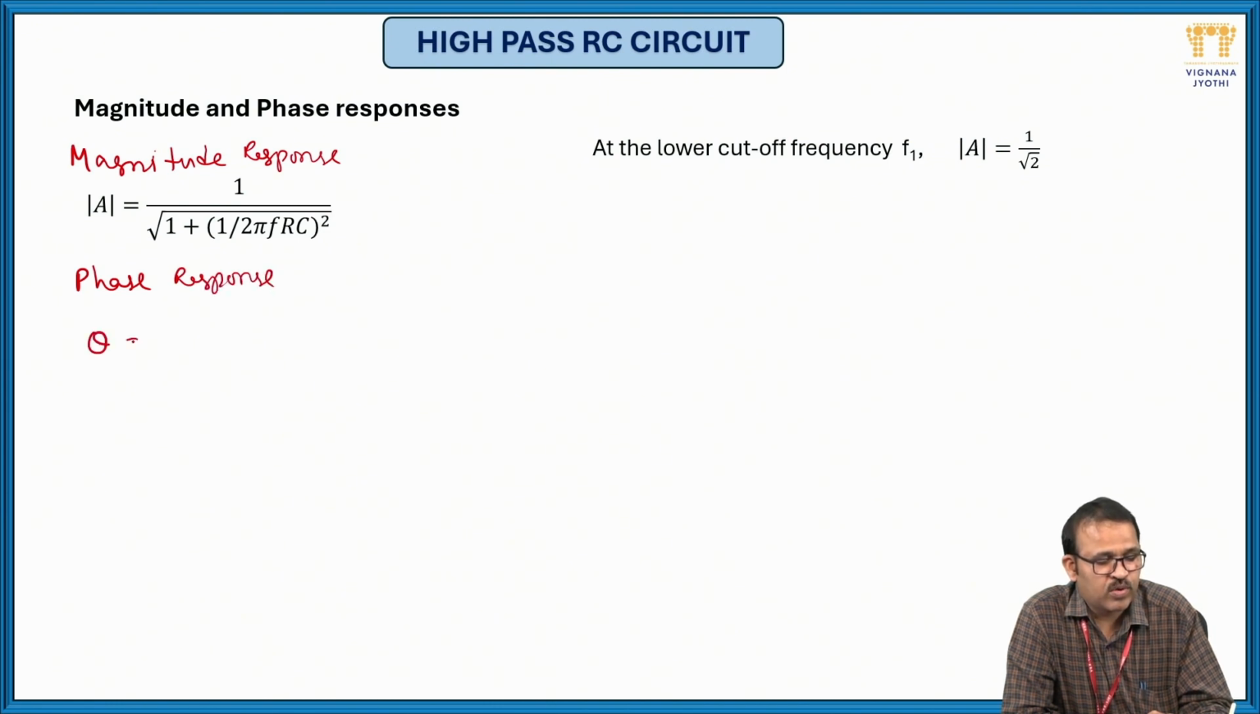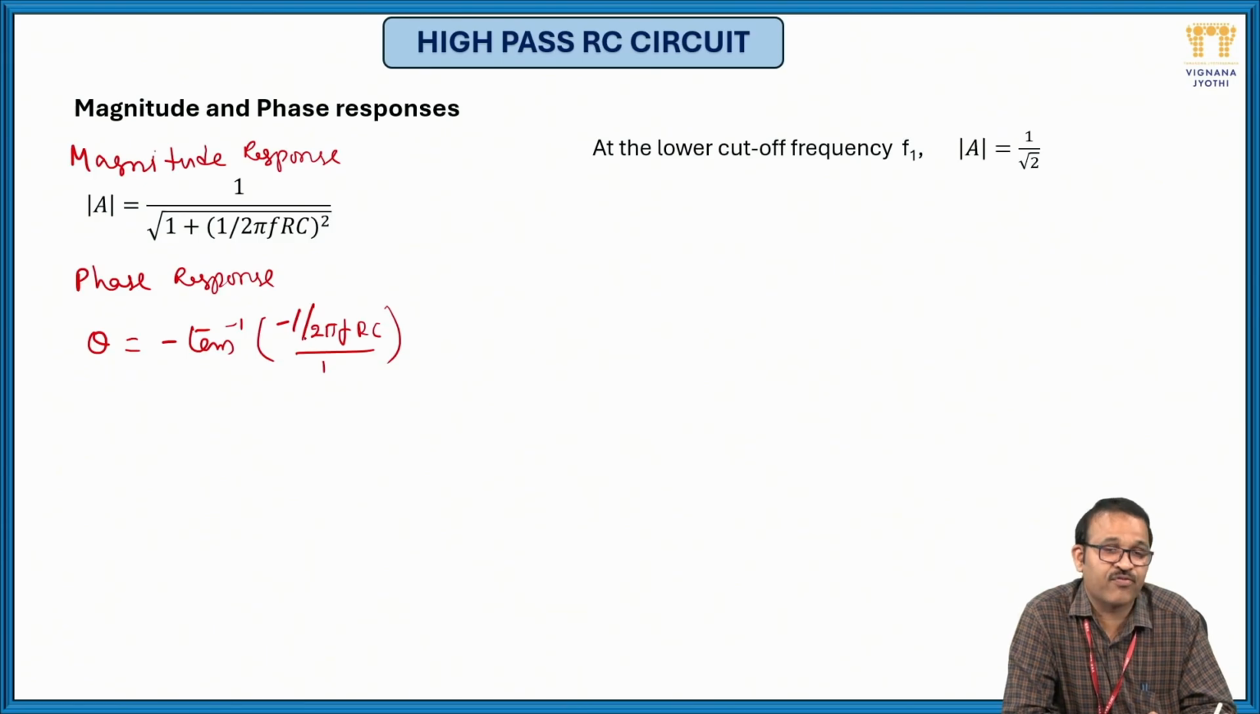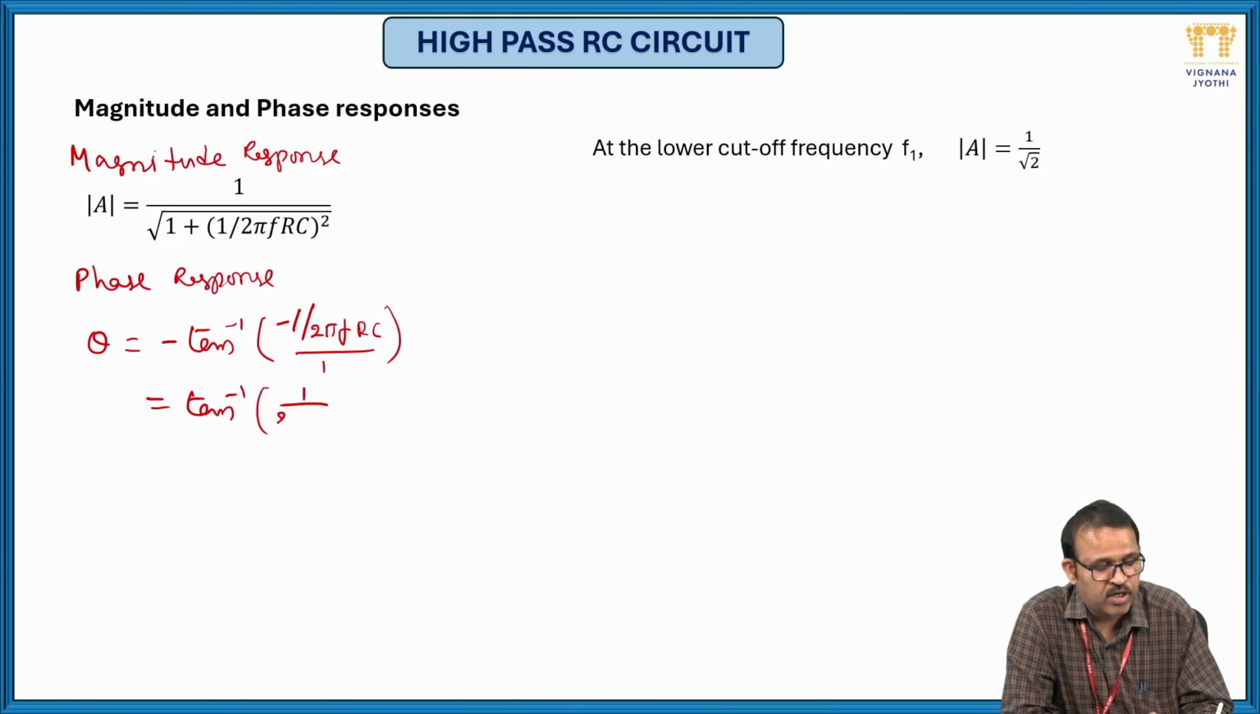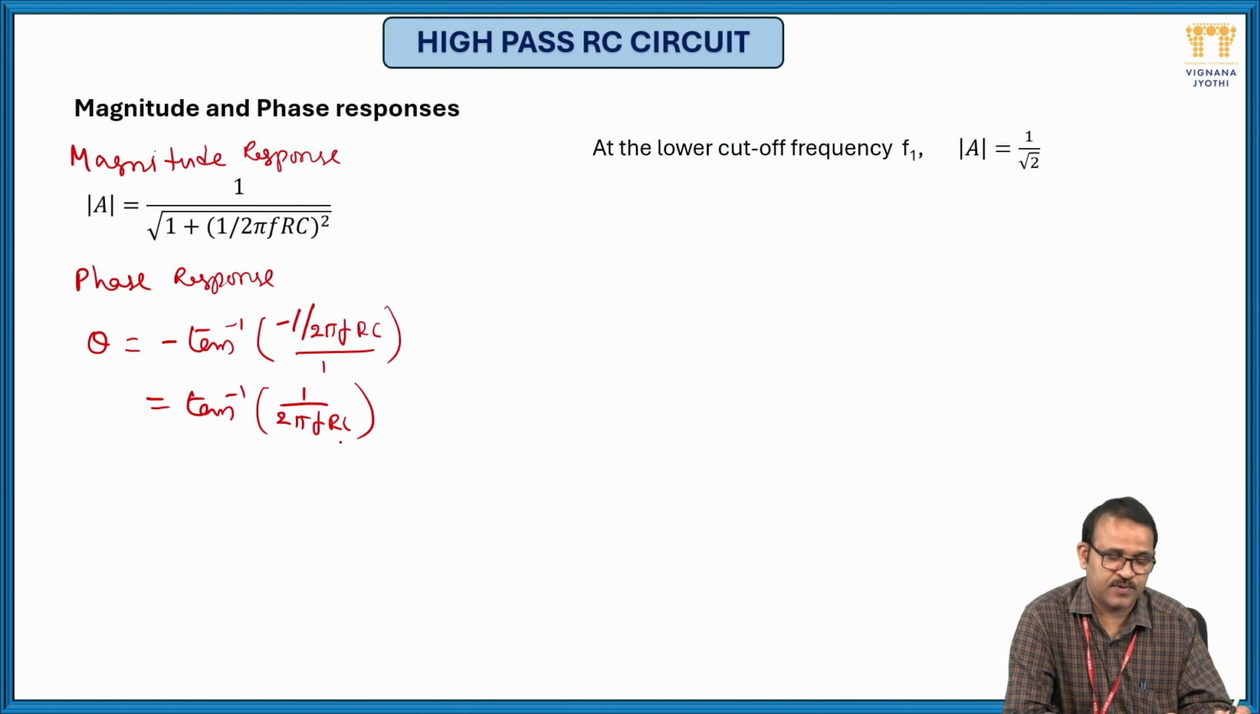And the phase response theta is equal to minus tan inverse of imaginary part by real part. Here the imaginary part is minus 1 by 2 pi f RC, and the real part is 1. So theta is equal to minus tan inverse of minus 1 by 2 pi f RC, that is, you can write tan inverse of 1 by 2 pi f RC. So this is the phase response.